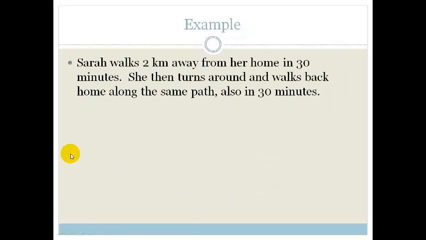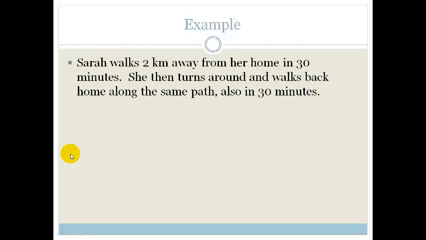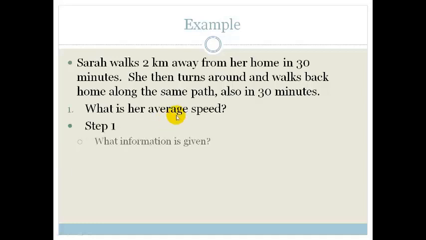So Sarah walks 2 kilometers away from her home in 30 minutes. She then turns around and walks back home along the same path, also in 30 minutes. What they want to know is, what is her average speed and what is her average velocity? So Sarah walks 2 kilometers away from her home in 30 minutes. She then turns around and walks back along the same path, and we want to know what is the information given. So they told us that she walks 2 kilometers away and then walks back along the same path, which means she's traveling 2 kilometers away and another 2 kilometers back. So 2 kilometers and 2 kilometers is 4 kilometers.